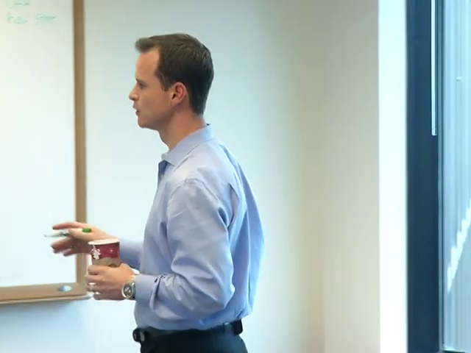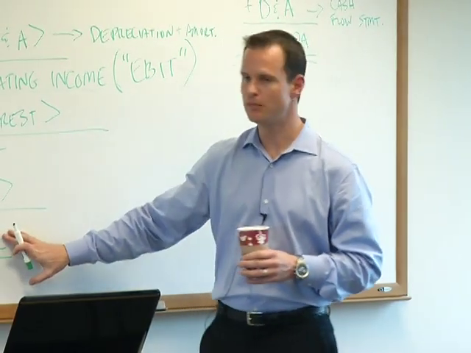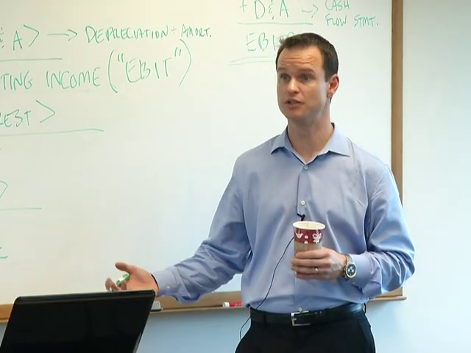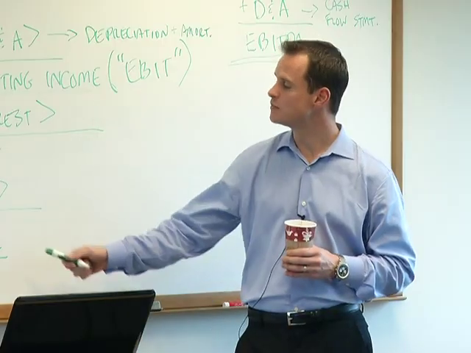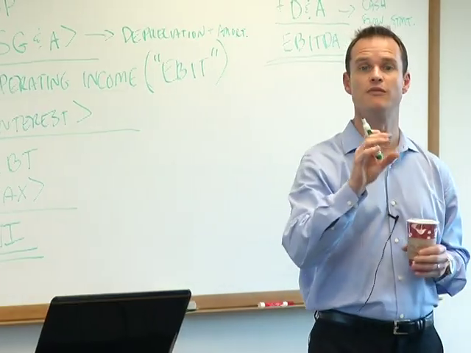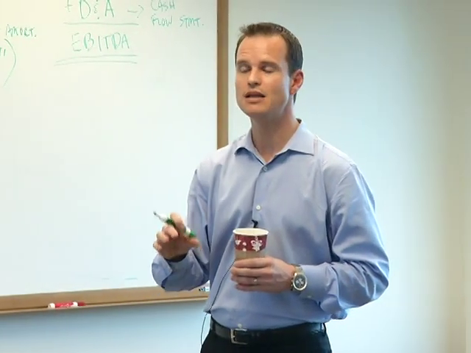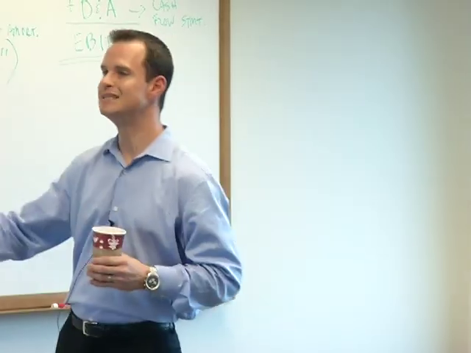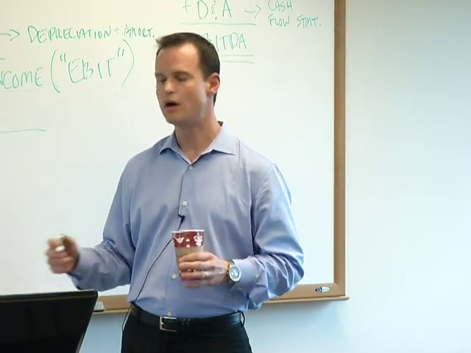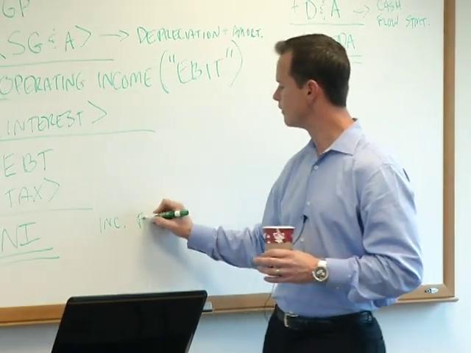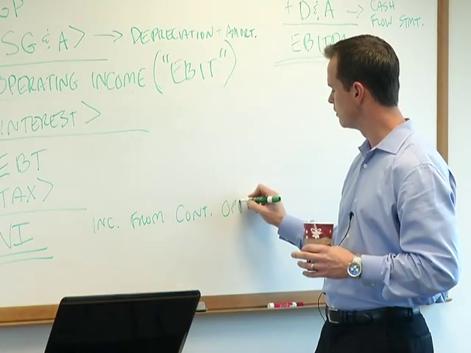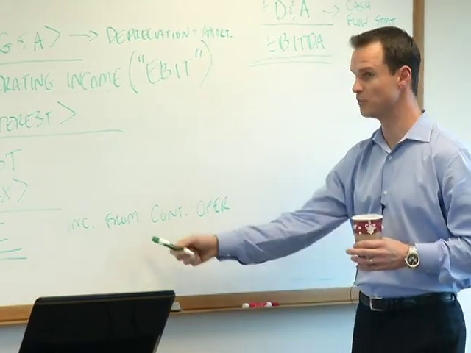Sometimes you might see a further distinction down here. If a company's discontinued some operations, maybe they've sold off their ketchup division because it's not making money, a lot of times they'll separate this into two components: income from continuing operations, and income from discontinued operations as well. If you see the two of them, you want income from continuing operations.